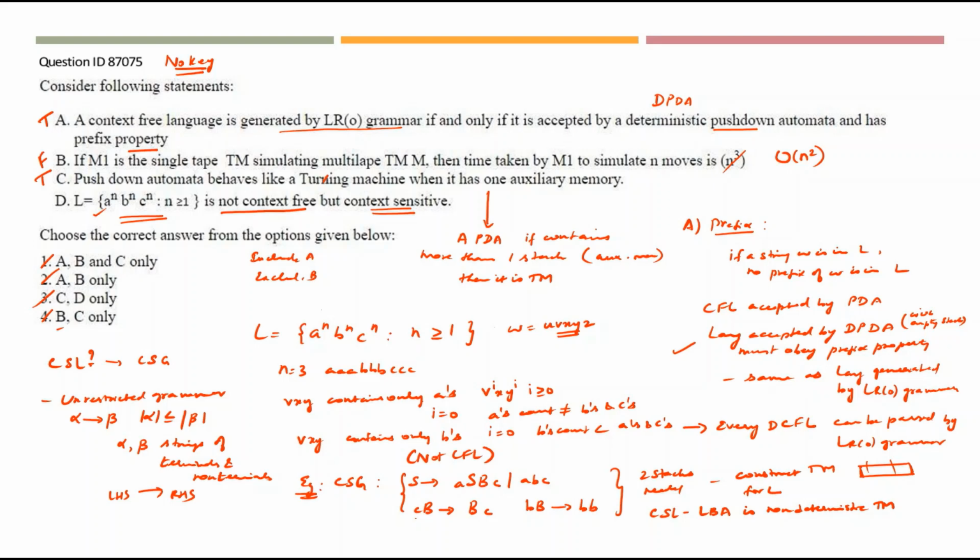This is the context sensitive grammar for the given language a^n b^n c^n. So statement D, the language is not context free but context sensitive, is also true. So the right answers will be A, C and D. All these three statements are true. This will be the right answer for this question. With this, we are completing Unit 8 questions.